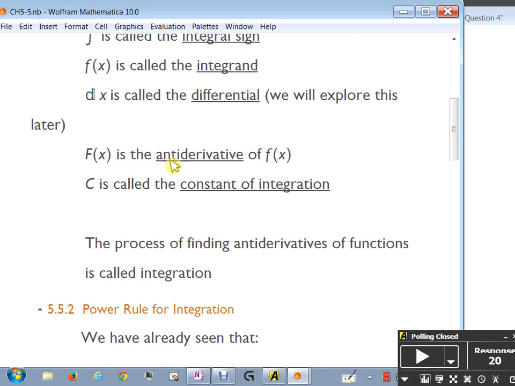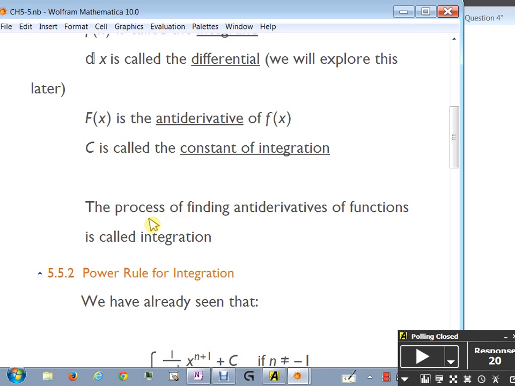Capital F of x is called the antiderivative. C is called the constant of integration. The process of finding antiderivatives is called integration. So what we're doing now is integration. In Cal 1, you did differentiation. In Cal 2, we do integration.